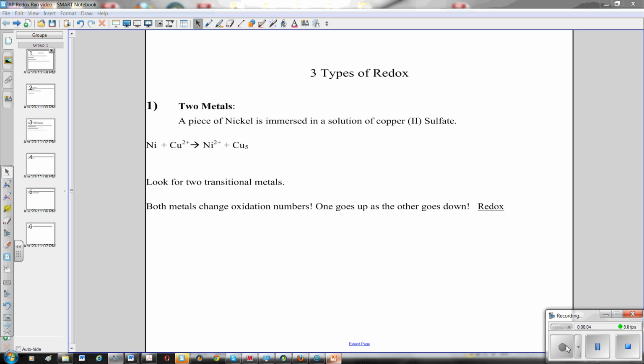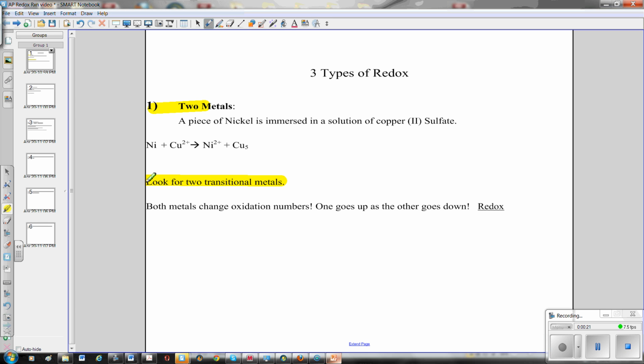Alright, this video is to explain another type of reaction, a redox reaction. So it's another one of the AP reactions we're responsible for. If you look here, the first kind involves two metals. So how do we spot these? Well, the first type involves two metals. It's going to be two transition metals, is the key to what you look for.